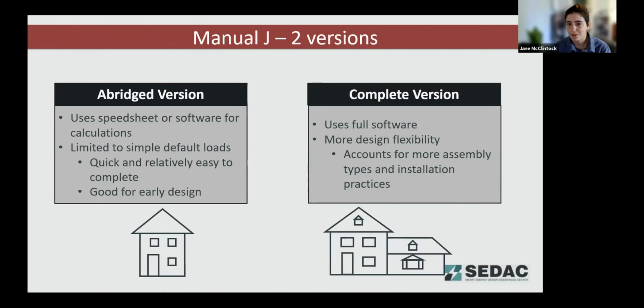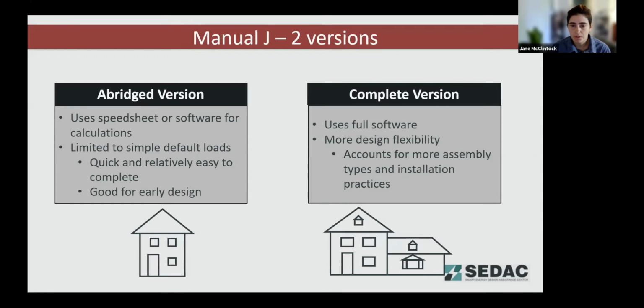I'm not going to run through the whole list for you, but there is a checklist in the Manual J that will let you know if you're able to do an abridged version. Now, this might be appropriate for some replacement units. It's much more likely that if you're designing a new home, you're going to end up using the complete version, which uses full software. This is something which is almost never done by hand. It's really not designed to be done by hand.